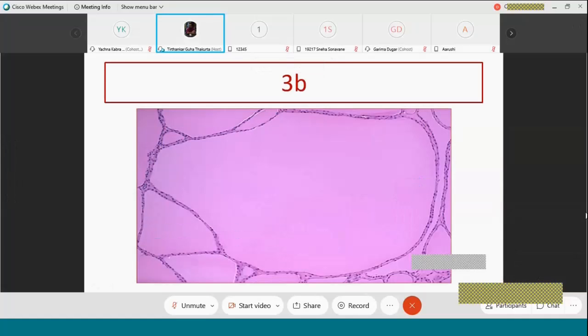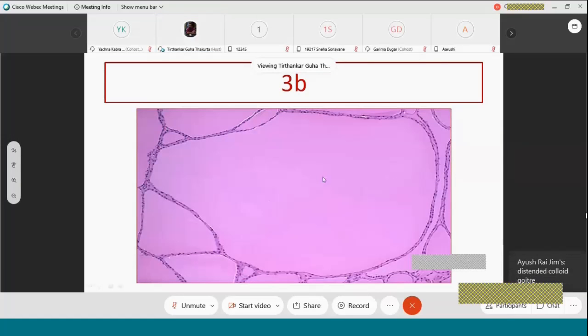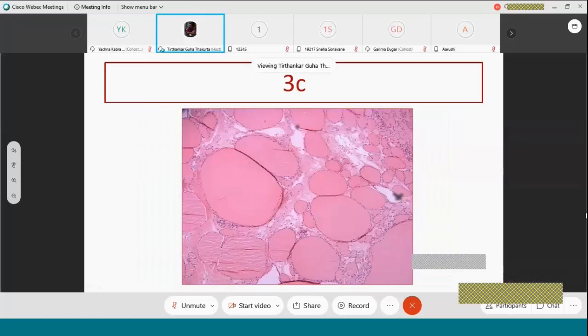The follicles are distended with colloid and the pressure is causing the cells to become flattened. So what is this disorder that causes enlargement of the follicles and thyroid gland? Very good. This is colloid goiter. So the name of this disorder will be colloid goiter. By the way, there is only one diagnosis from thyroid in your syllabus. So it has to be colloid goiter. This is another picture showing follicles of different sizes lined by flattened epithelium.